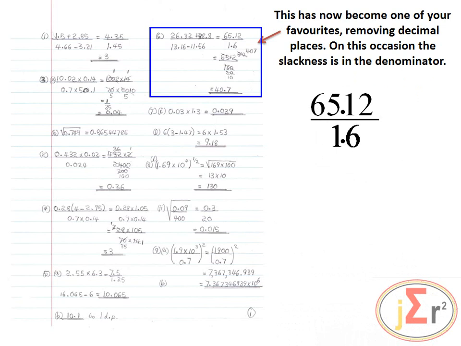This process that we are about to carry out has now become one of our favorites, removing decimal places. On this occasion, the slackness is in the denominator, and we will eliminate the slackness here also.